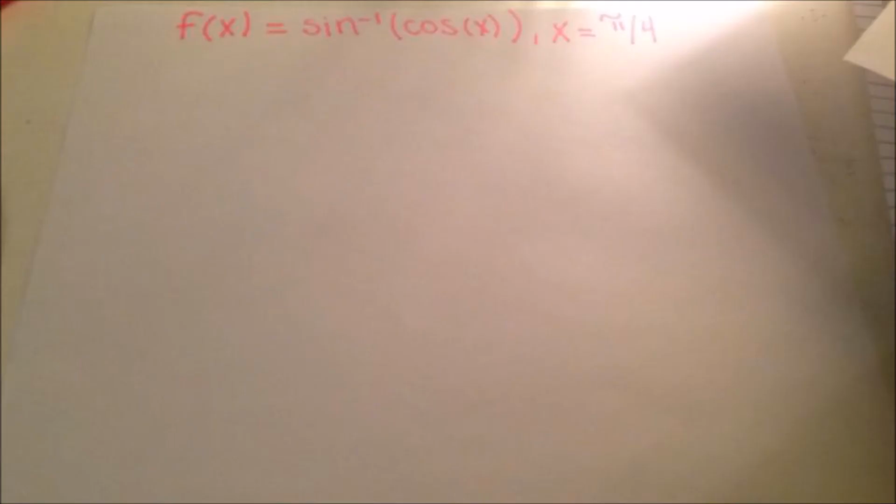The last thing we are going to do is tie it all together with our normal problems. For our example, f of x equals the inverse of sine of cosine of x when x equals pi over 4. And remember, we're trying to find g of x and g prime of x.